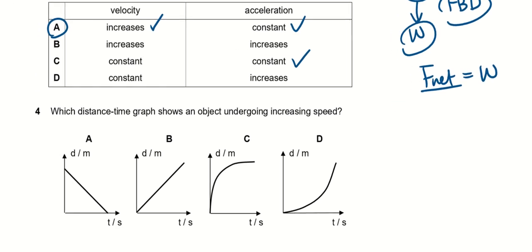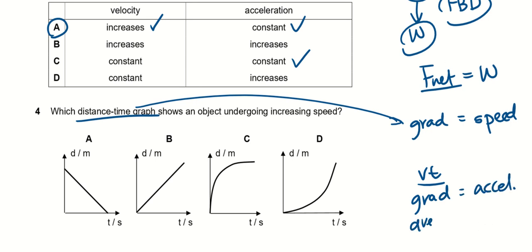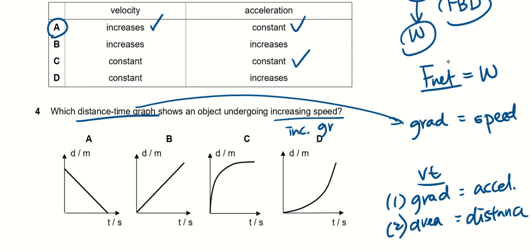Okay, question 4, which distance time graph? So distance time graph, you must know that the gradient represents speed. Gradient represents speed. For velocity time graph, the gradient represents acceleration, and the area under the graph represents the distance traveled. So for VT graph, there are actually two things that are important. Okay, so they want us to find the graph that shows object undergoing increasing speed. That means it is showing increasing gradient, right?